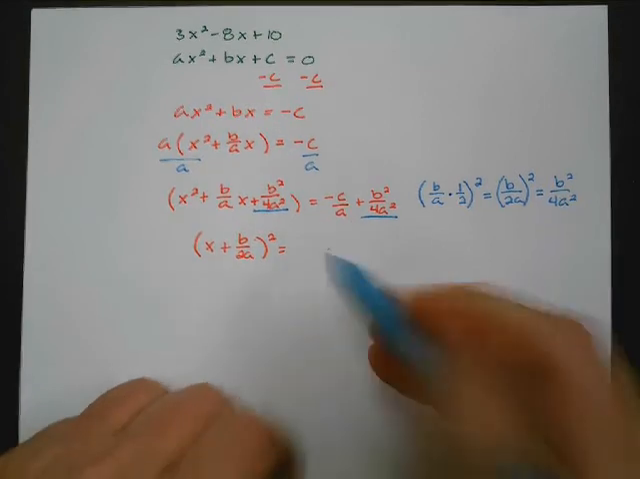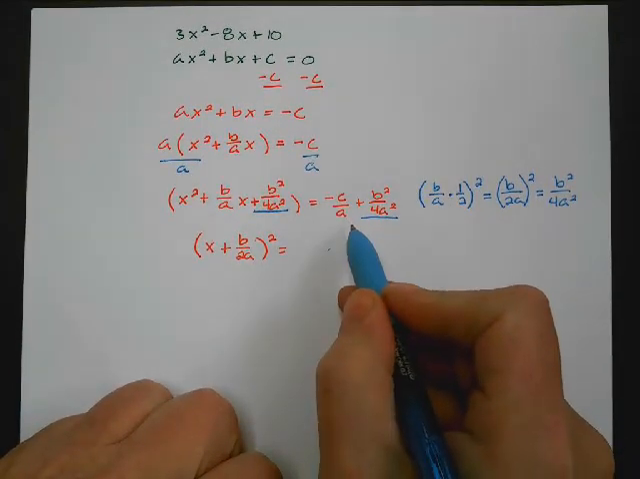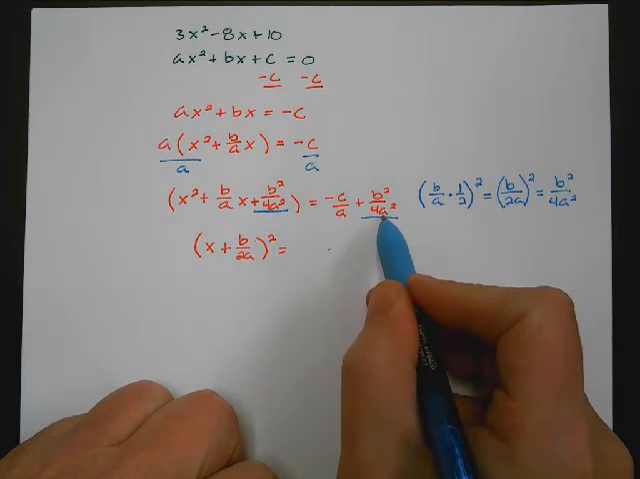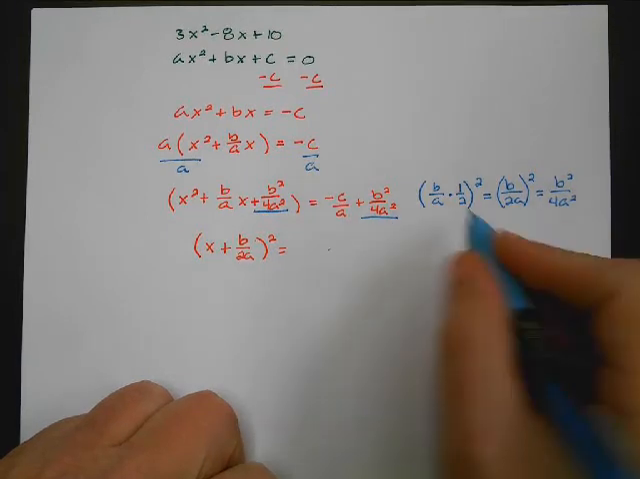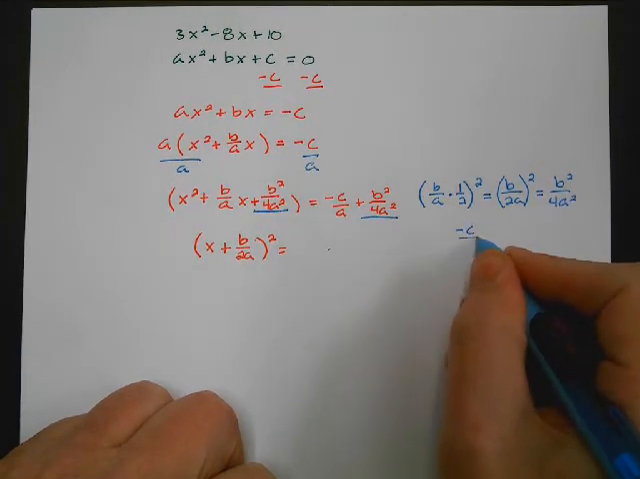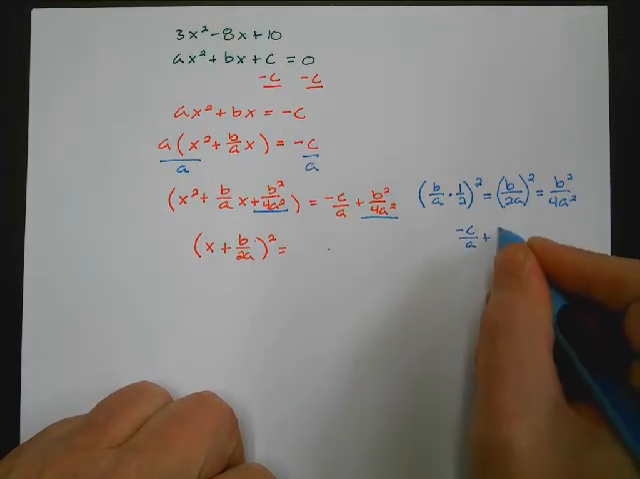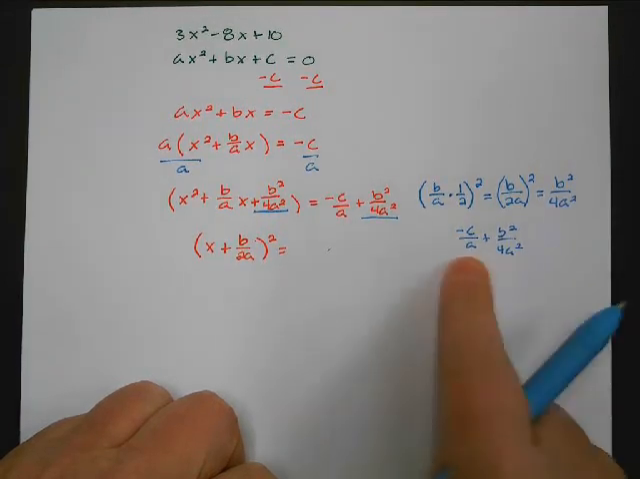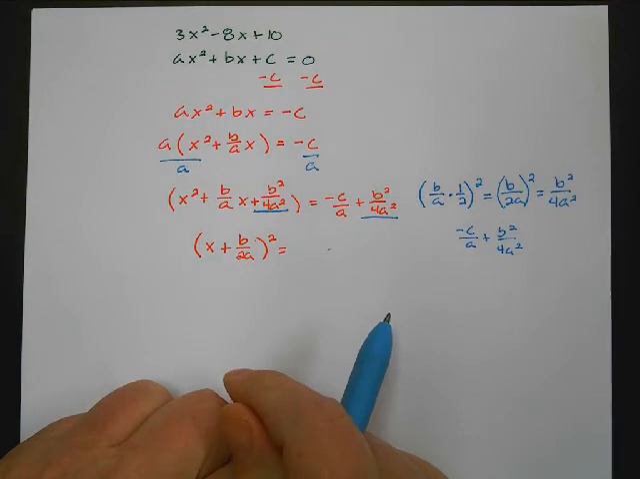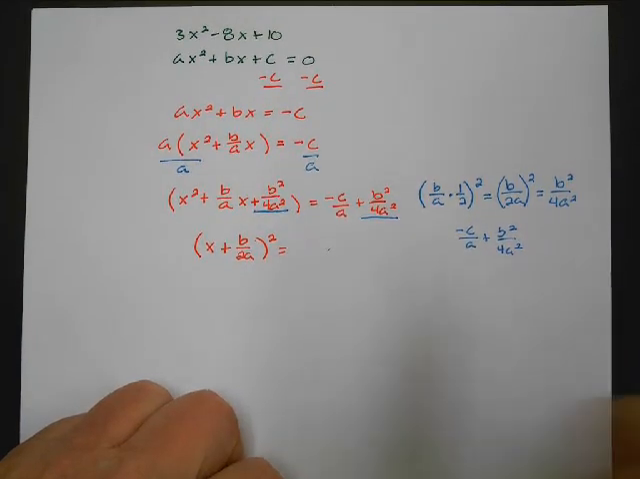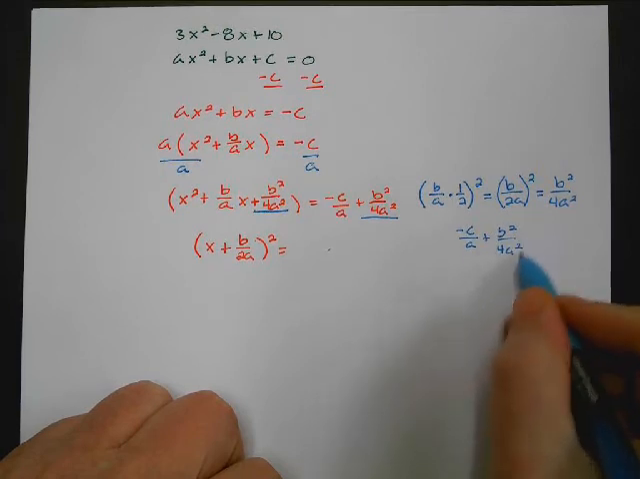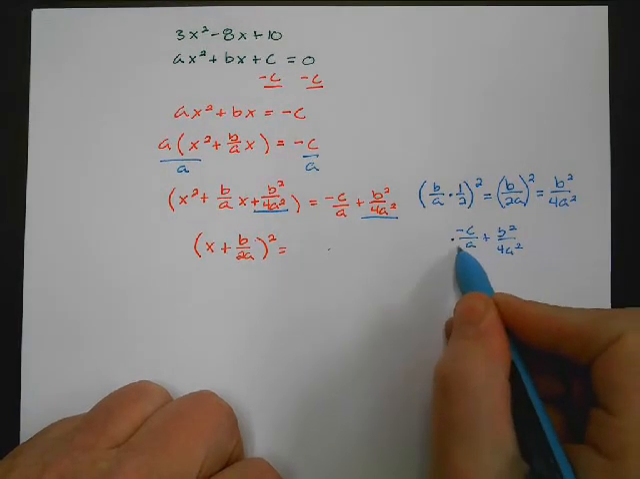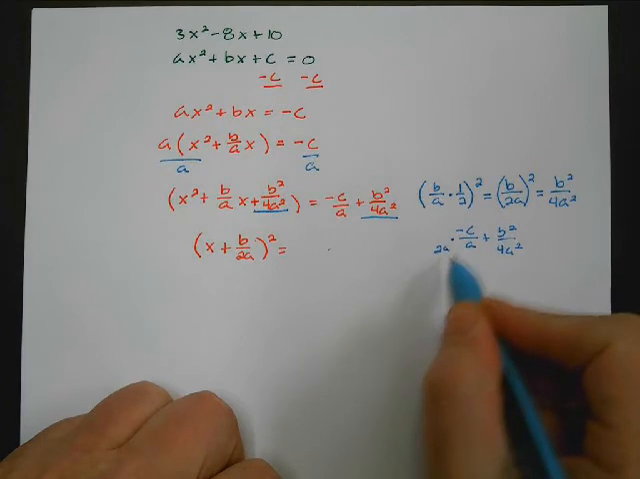I want to combine these, but I need like terms. I need a common denominator. So I've got a and 4a squared. If I've got negative c over a plus b squared over 4a squared, I need to have like terms, and right now I don't. So I'm going to say the common denominator is 4a squared, which means I would need to multiply the bottom of this by, no, 4a.